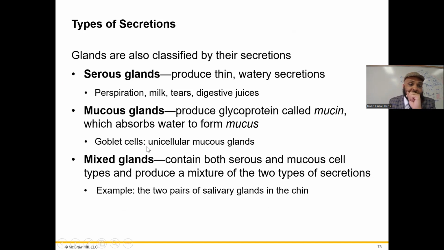What are the types of secretions secreted by the glands? Glands are also classified by their secretions. There are serous glands, and they produce thin, watery solutions, such as perspiration, your sweat, milk, tears, and digestive juices. There are mucous glands. Mucous glands produce glycoprotein called mucin, which absorbs water to form the mucus. And goblet cells, these are unicellular mucous glands. The mixed glands contain both serous and mucous cell types and produce a mixture of the secretions.